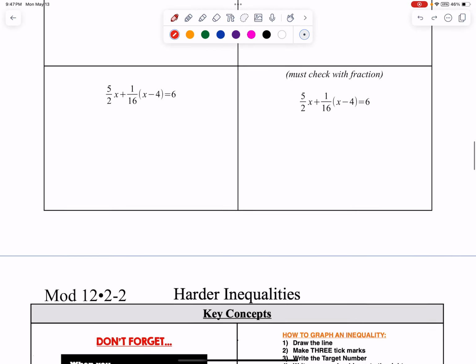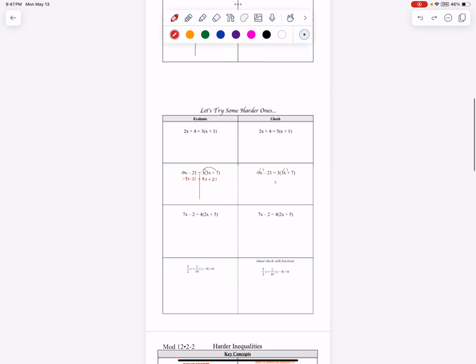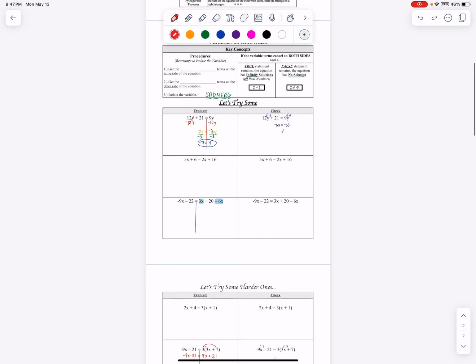All right. That's it for this section. Go ahead and complete the rest of those, checking. If you have any questions, let me know.